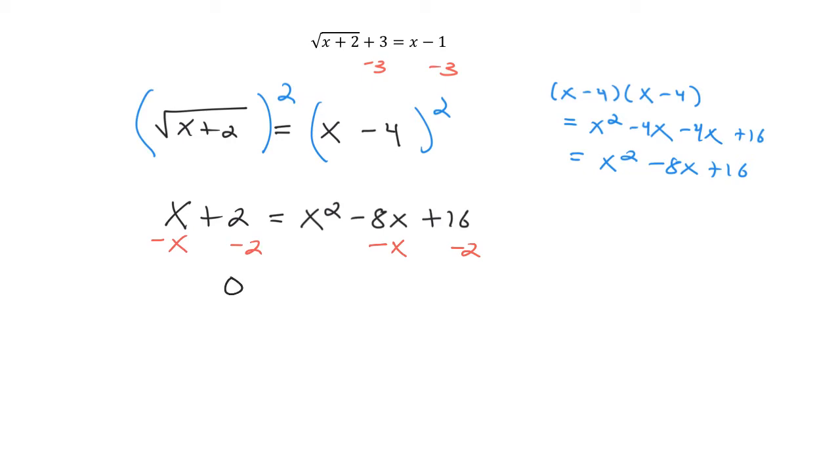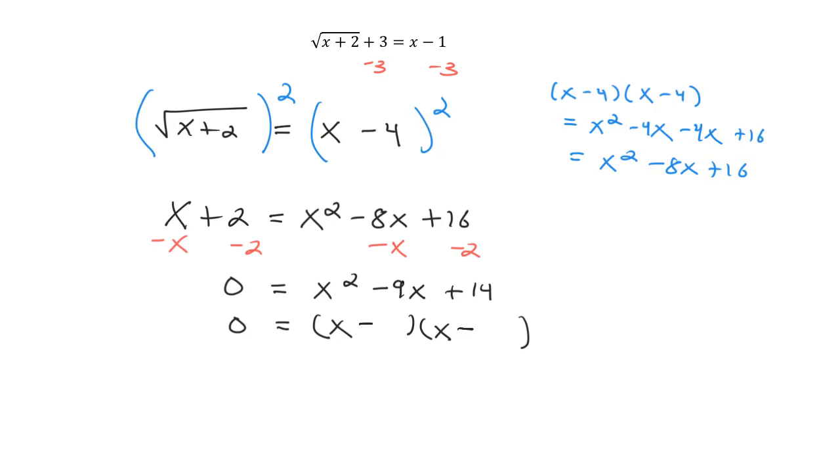This gives us 0 is equal to x squared minus 9x plus 14. So if you'd like, you can use the quadratic formula here. There isn't anything wrong with that. But maybe we can think about how this equation factors. Are there two numbers that multiply to a positive 14 yet add to a negative 9? Well, I know it would have to be both negative.